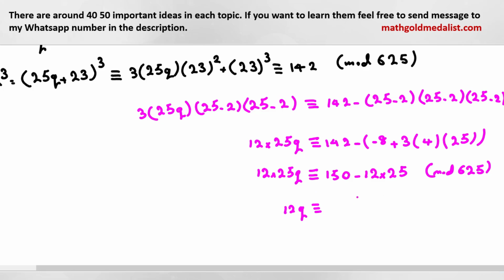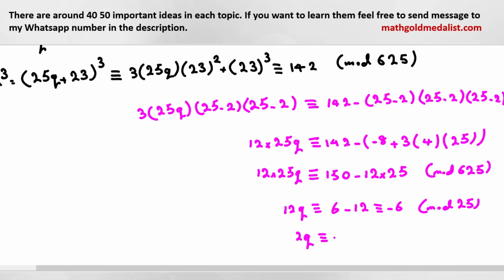12q minus what? 6 minus 12. Yes, mod what? Mod 25. Exactly. We can divide both sides by what? By 6. So 2q is what?